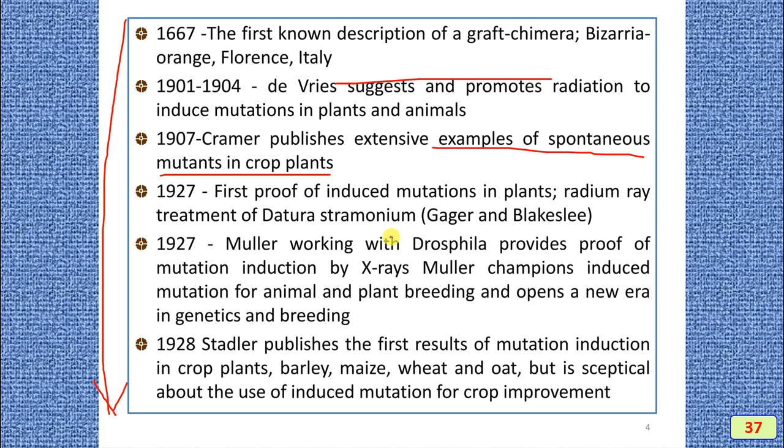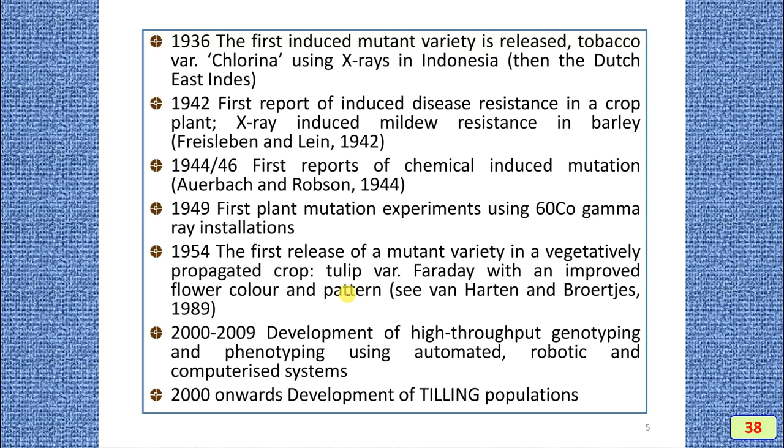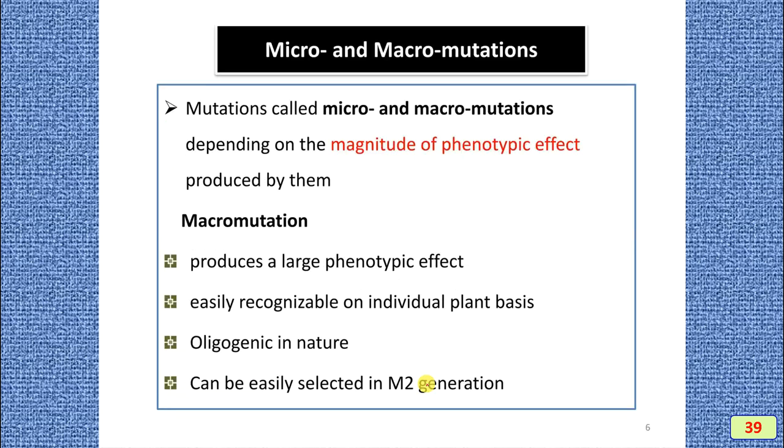So especially in the case of plants, a lot of research went on, but in the case of animals, it was not so fast, because the lifespan of all these cereals, like wheat and oats, is very short. So the experiments could be conducted very fast, and new breeds were evaluated. Since 2000 also, the development of TILLING populations was seen, which is one of the terminologies that is used very commonly.